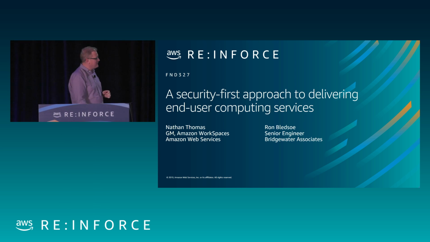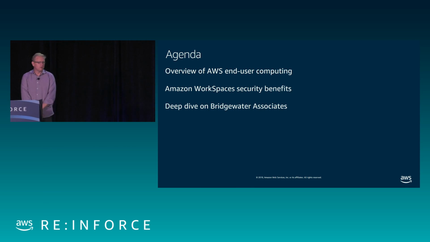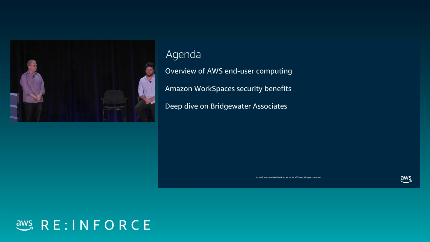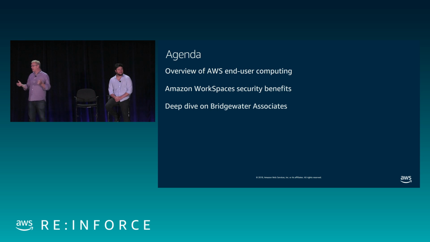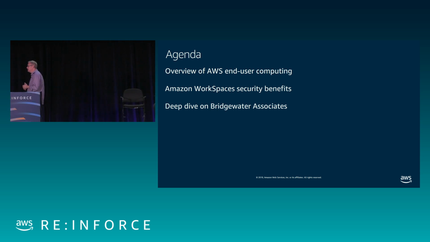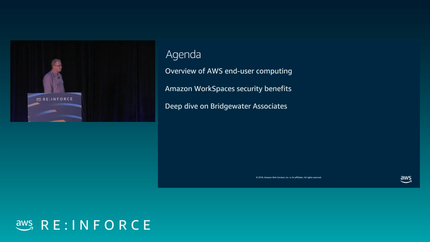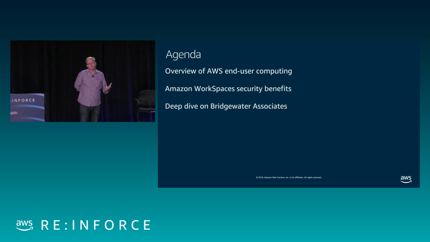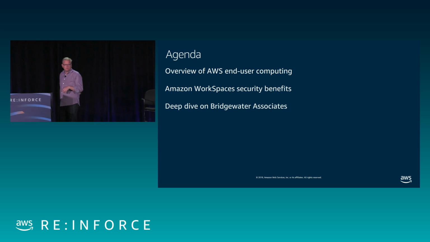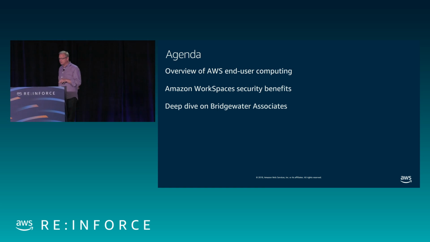So, as I said, I'm Nathan Thomas, joined here with Ron Bledsoe from Bridgewater. Today we're going to be talking about AWS end-user computing and the security approach for that. We're going to start off with some background, make sure everybody knows exactly what AWS end-user computing is all about. Then we're going to cover Amazon Workspaces in a little bit more depth and some of the concepts that make Amazon Workspaces secure by default and have a security-first approach. And then we're going to dive a little bit deeper into what Ron's done over at Bridgewater to make that Workspaces environment secure inside of his business environment.